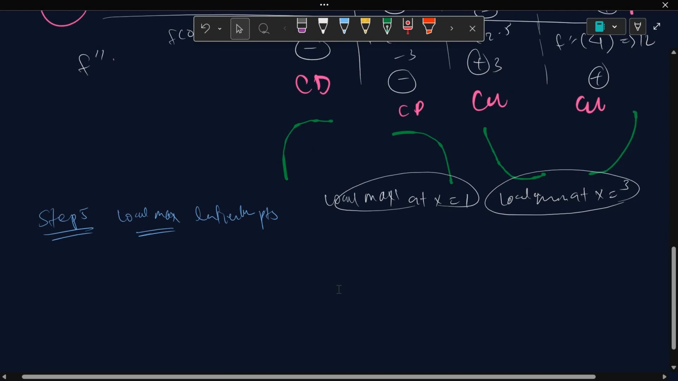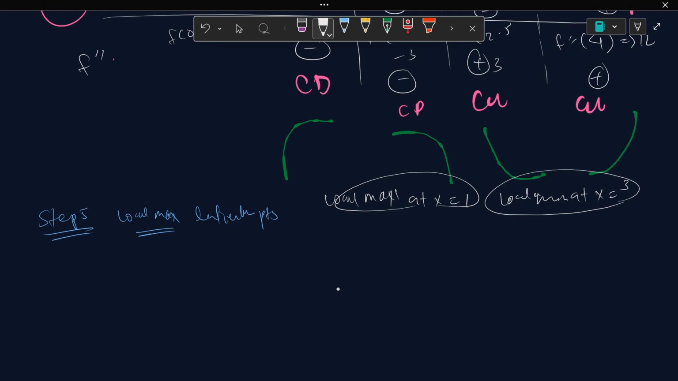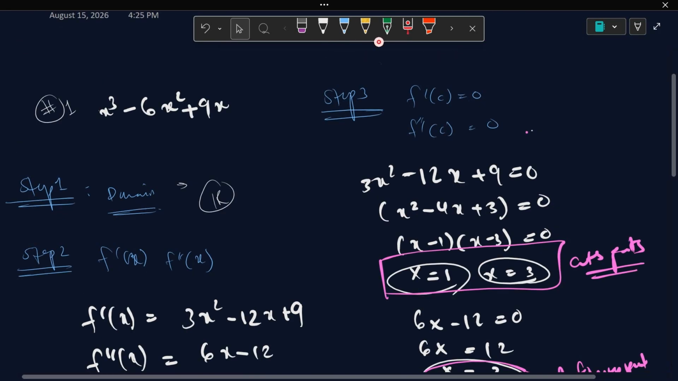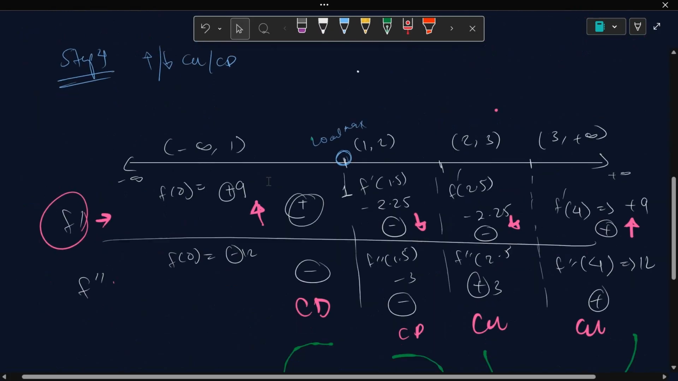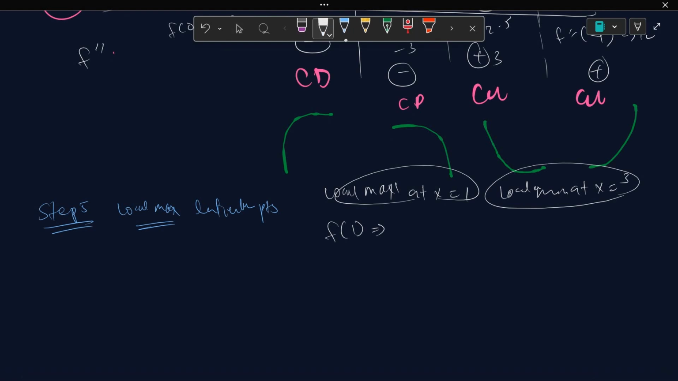Now because we know the x values, let's put them inside the original function, because we're trying to figure out the value of y. If we plug into the original function that was given to us, f of 1 gives you 4, and f of 3, putting x equals 3 inside the original function, gives you 0. So now we have our points as (1, 4) and the second point as (3, 0).